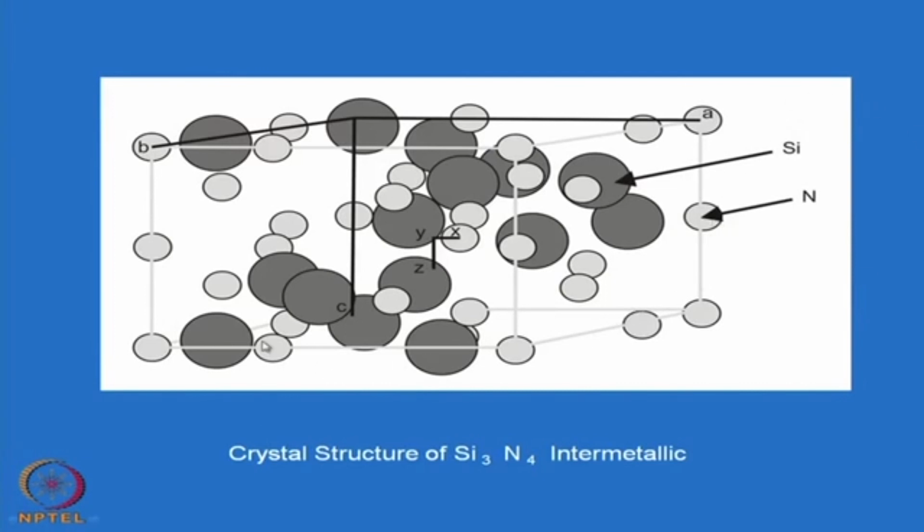This is a simple description of silicon and nitrogen. The white ones are nitrogen and the bigger ones are the silicon. Once again, you can see the silicon, which is the metal ion, has a larger size than the nitrogen. This is more or less a cubic symmetry.